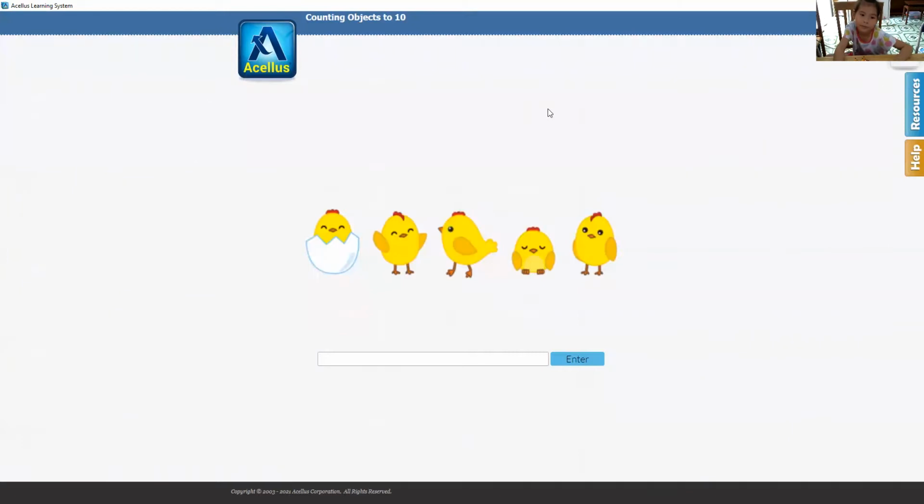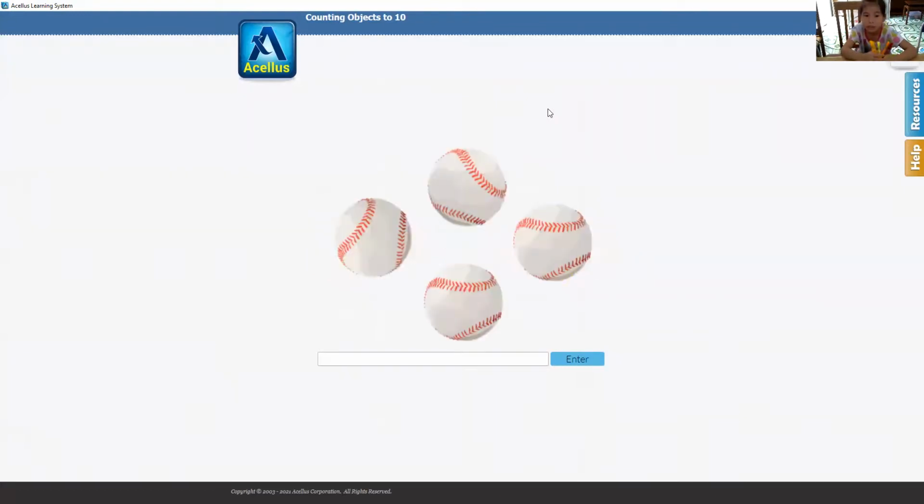How many chicks are there? 1 for this chick, 1 for this chick, 1 for this chick, 1 for this chick, and 1 for this chick. There are 5 chicks. How many baseballs are there? 1 for this baseball, and 1 for this baseball, 1 for this baseball, and 1 for this baseball. There are 4 baseballs.